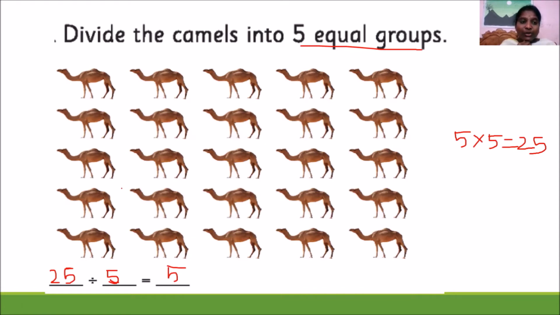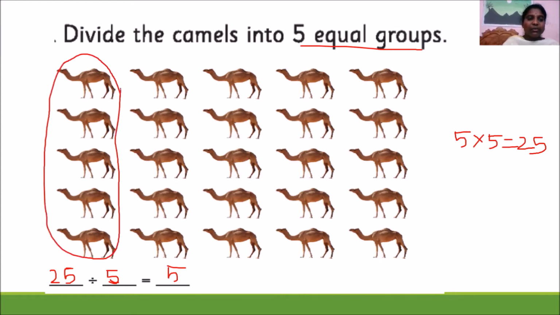Next, I'm going to show you the 5 equal groups. Children, you may group the camels row wise or column wise. Here I am going to group them column wise. See the first column. Here each group has 5 camels. Check here. 1, 2, 3, 4, 5.